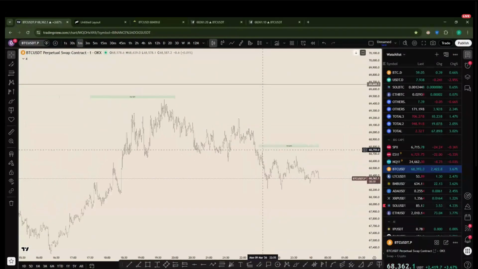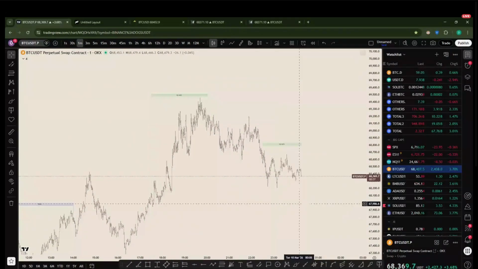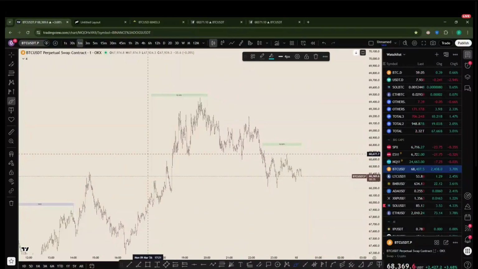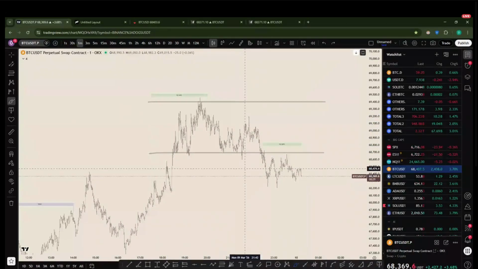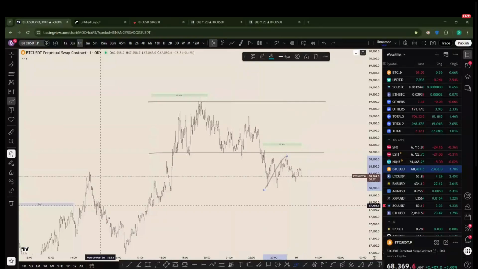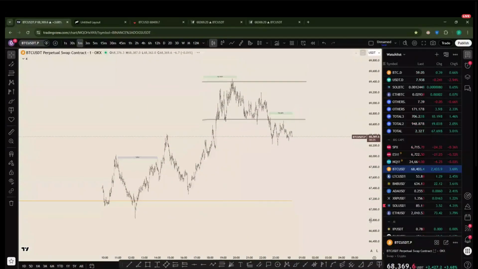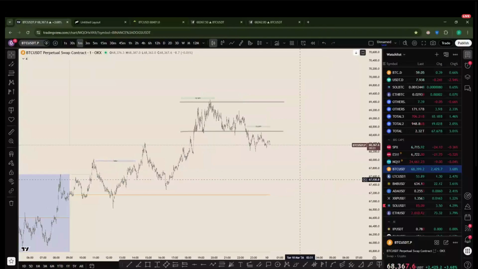More cleaner chart. Okay, so that's 1 minute. Okay, let me just remove the drawing. So you had this range on the top. The price was ranging, and now what has happened is that price has done a breakdown. So of course, the trend is bearish on a lower time frame, on the 1 minute.